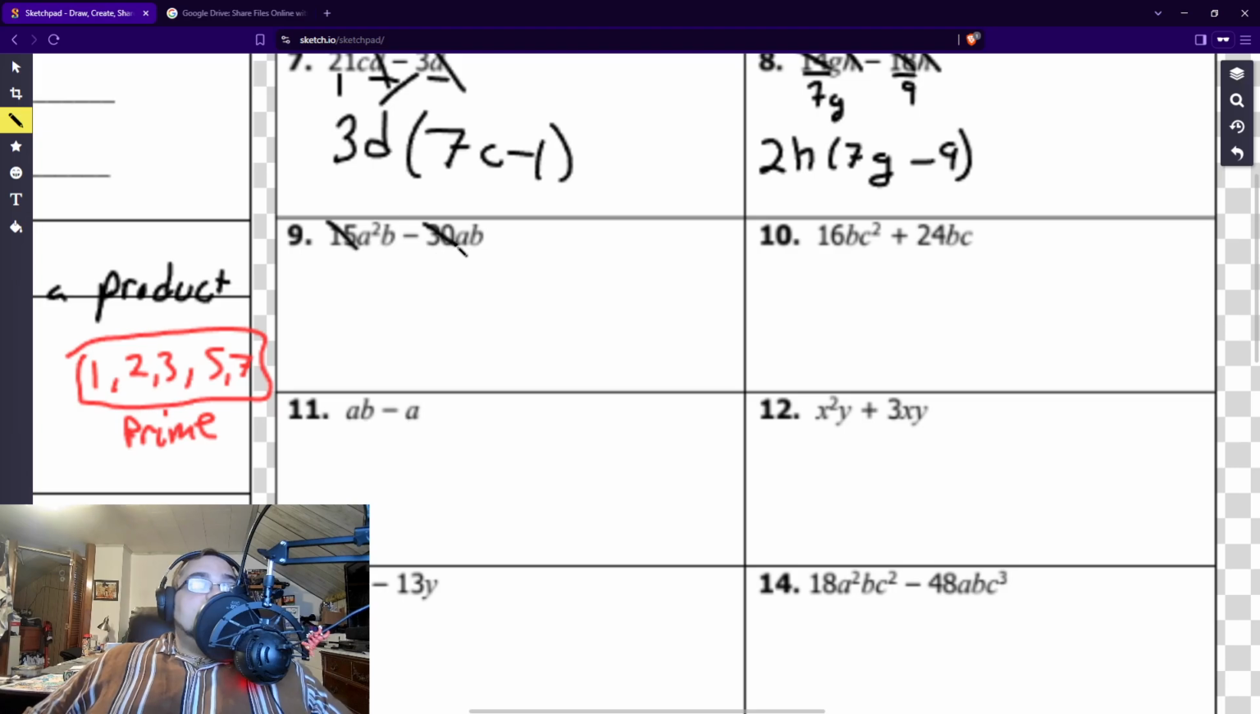15, negative 30. I know that they can both be divided by 15. So I'm going to pluck out a 15. Leaves me a 1. Leaves me a 2. A squared and A. Both of those are A's, but I'm only going to take one A because that's my lowest degree. B and B, it's there. It's straightforward. So this A comes down. I have one A, so I'm just going to write A. And I have minus 2.